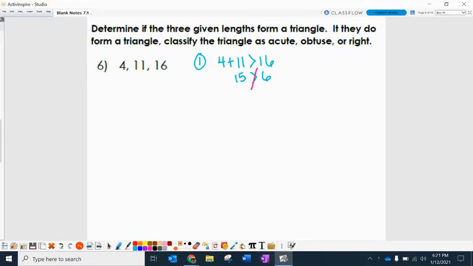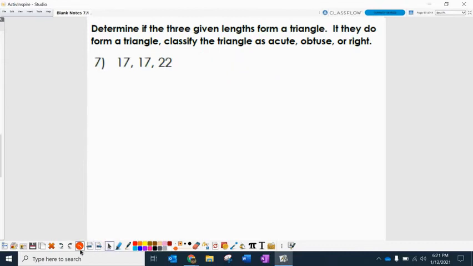15 is not greater than 16. Therefore, this is not a triangle. If it's not a triangle, we just stop there. It certainly can't be an acute, right, or obtuse triangle because it's not even a triangle. Okay, that's why we check. Saves us some time. Okay, let's try our next one.